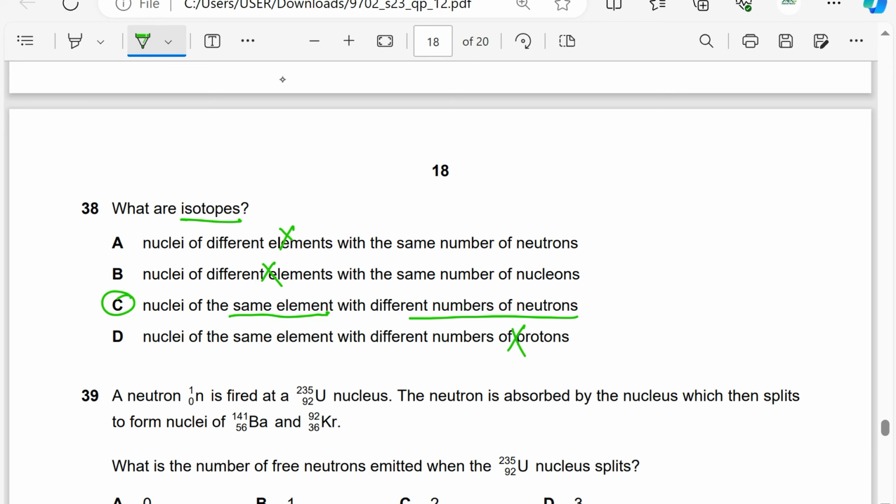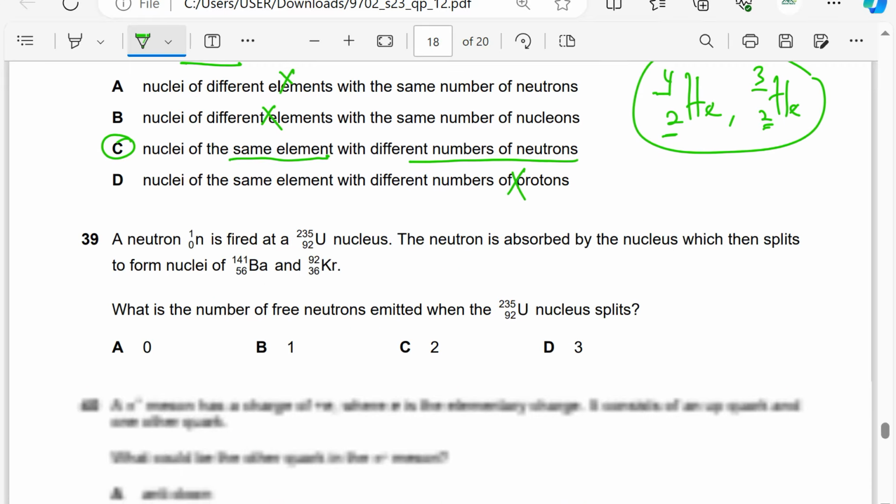Remember, for example, we have helium 4-2 and helium 3-2. Same proton number. So this is the same element because they will behave the same way since the proton number is the same, but they have different neutron numbers, which makes nucleon numbers to be different.